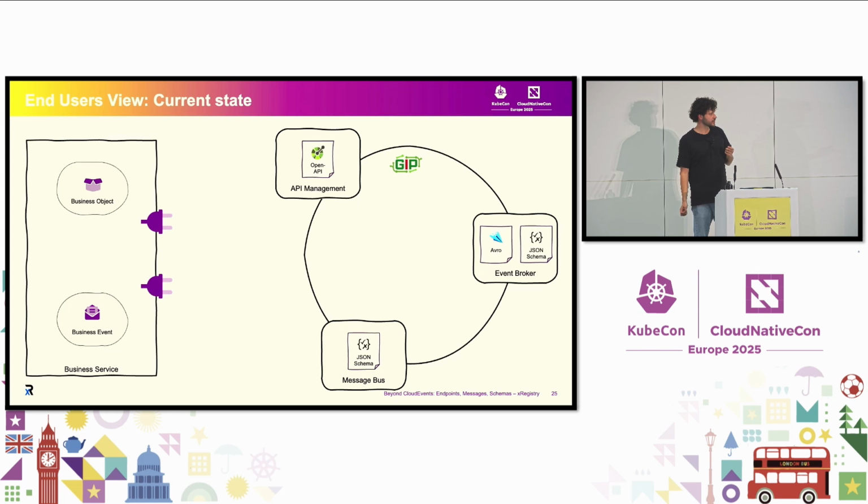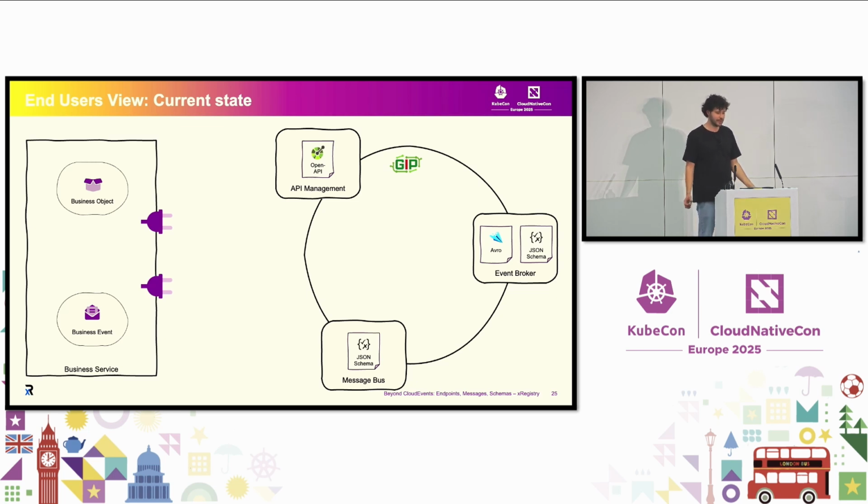For the message bus, we are offering them to write a JSON schema that describes the message. It has some information about the message in it, but at the same time, there's a lot of information about either the business object or the business event that goes over it. And for the event broker, there actually is a registry in there that can do Avro and JSON schema. But again, we are repeating schemas.